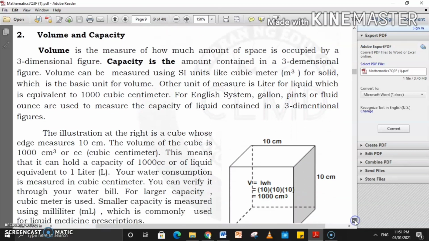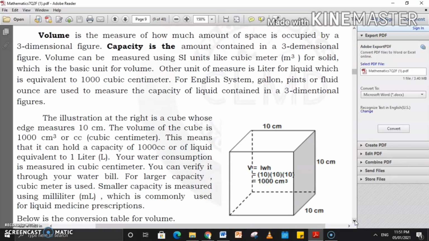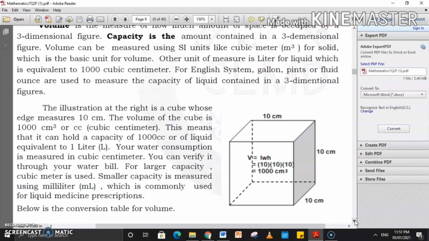So, the illustration here is a cube whose edge measures 10 cm. Alin yung edge? Ang edge is yung sides of the cube. It measures 10 cm. Ang height niya is 10 cm, ang length ay 10 cm, ang width ay 10 cm din. The formula in computing the volume of a cube is length times width times height. So, multiply 10 by 10 by another 10. If you multiply it, the answer is 1,000.